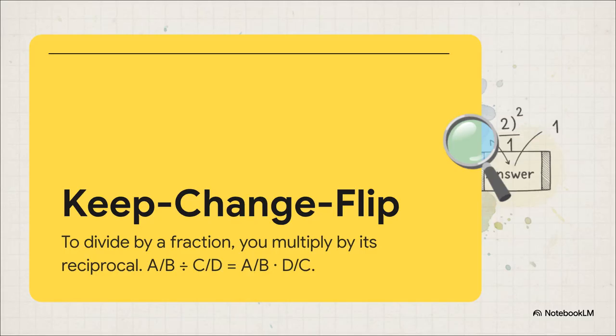So, what does keep, change, flip actually mean in math terms? Well, it's pretty simple actually. It just means that to divide by a fraction, all you have to do is multiply by its reciprocal. So, you keep the first fraction exactly as it is, you change the division sign to a multiplication sign, and you flip the second fraction upside down. That's it. That is the entire trick.